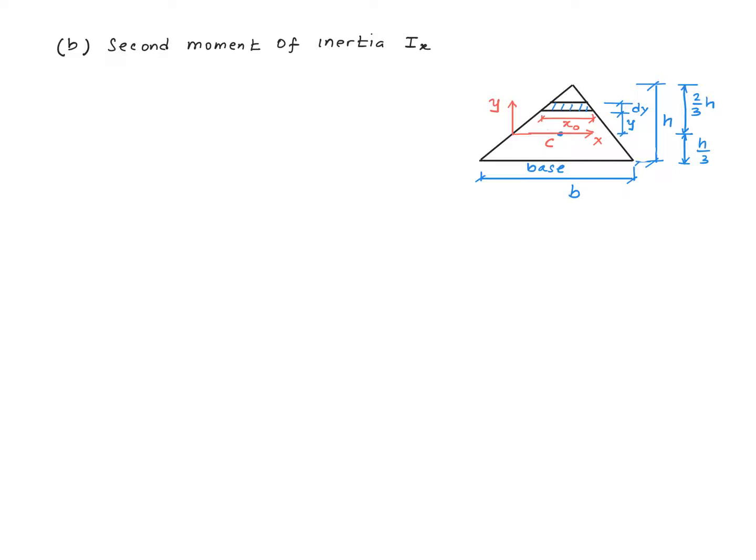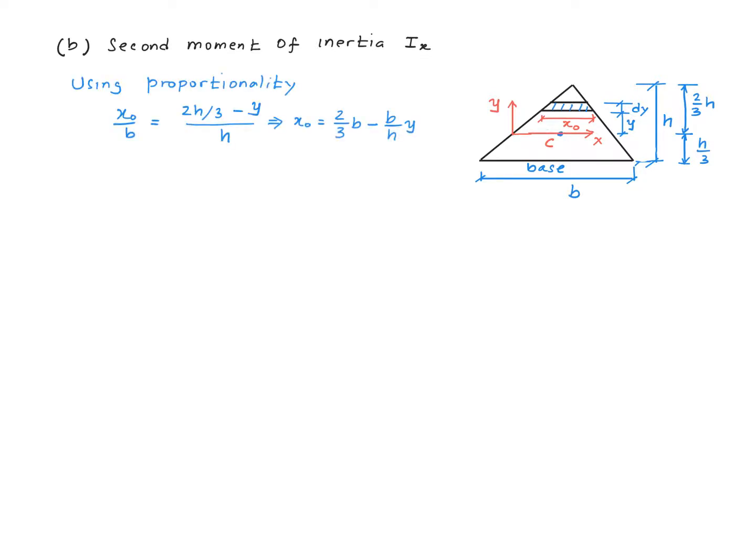Now on to our second part, where we want to find the second moment of inertia about an axis that passes through the centroid. And here this is the x-axis. It not only passes through the centroid, but it's also parallel to the base. Now, where you place the y-axis is immaterial. You will get the same result regardless of whether you place it here or here or here or anywhere. Alright? So just for convenience, I've decided to place it right there.